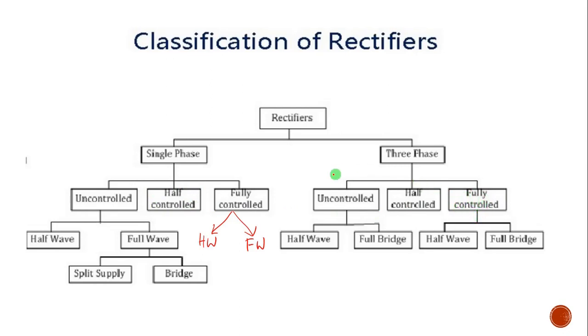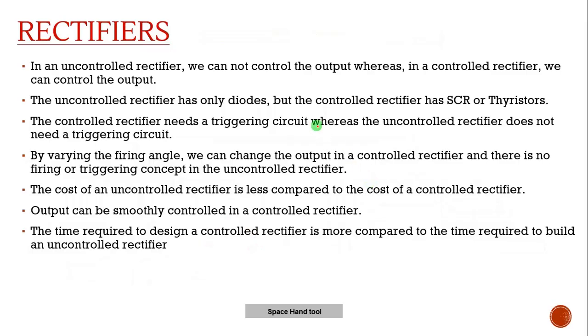What do you mean by this controlling? That we are going to see now. In an uncontrolled rectifier we cannot control the output, whereas in a controlled rectifier we can control the output. In the case of a semi-controlled rectifier we can partially control the output. So in an uncontrolled rectifier we cannot control the output, whereas in a controlled rectifier we can control the output voltage or current.